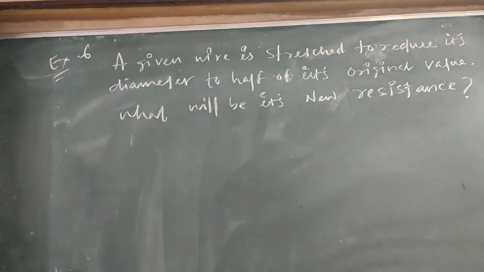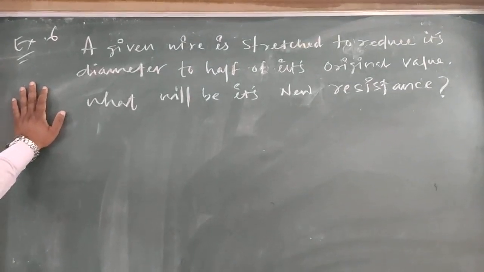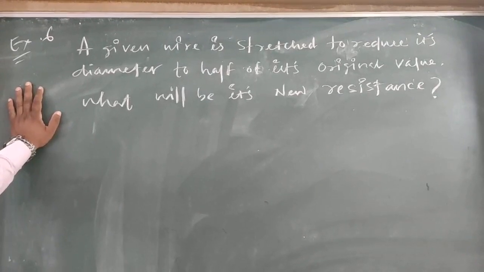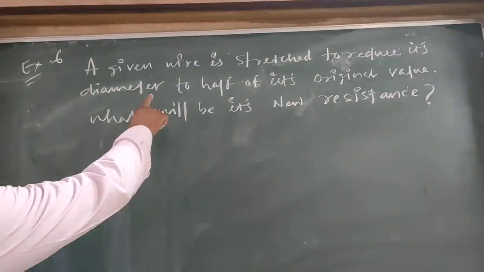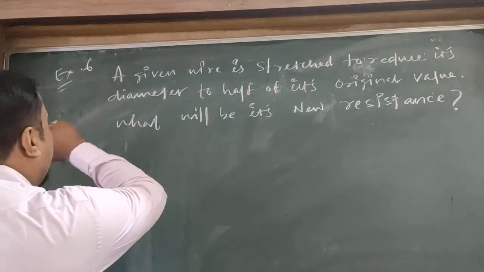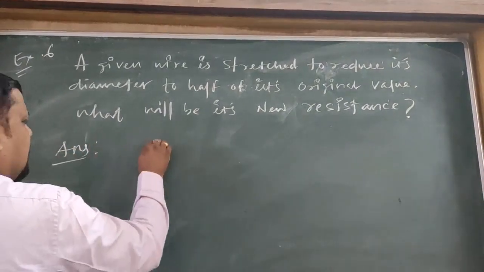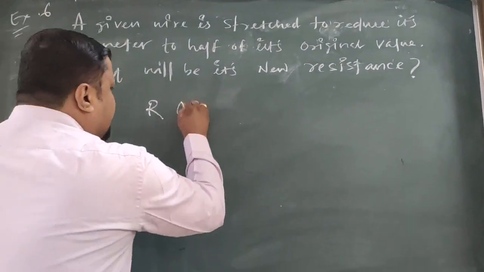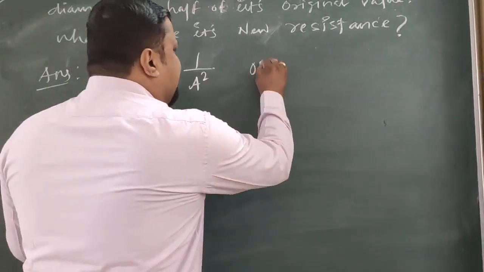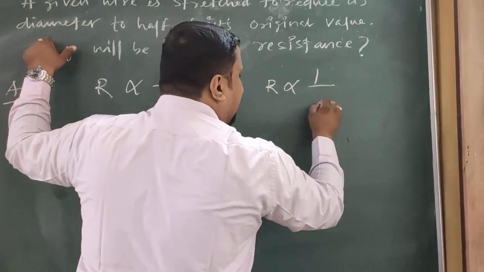Next, example number 6. A given wire is stretched to reduce its diameter to half of its original value. What will be its new resistance? Here the diameter is given to be half of its original value. So now we go to the general formula, I will not rewrite it. As you know, on stretching, R is inversely proportional to area square, or in terms of diameter, R is inversely proportional to D4.